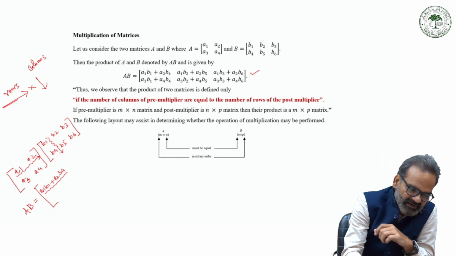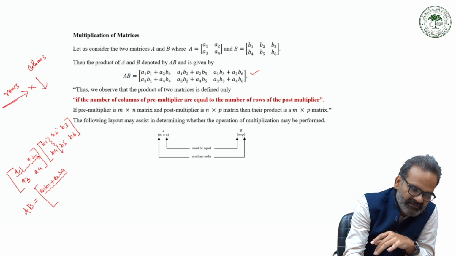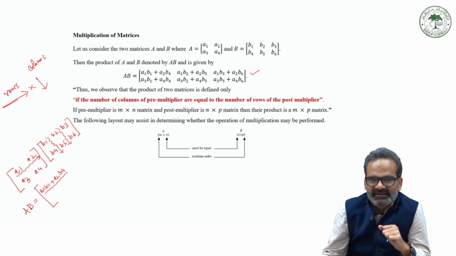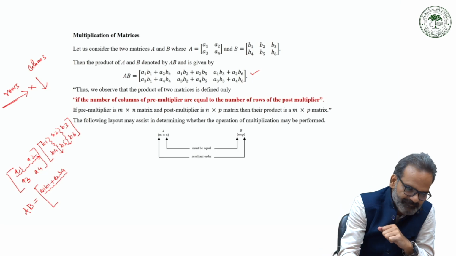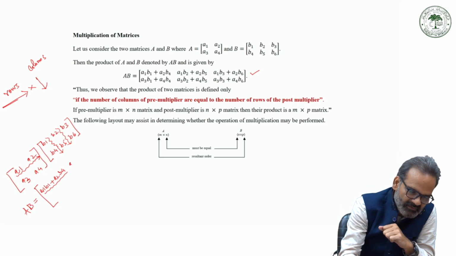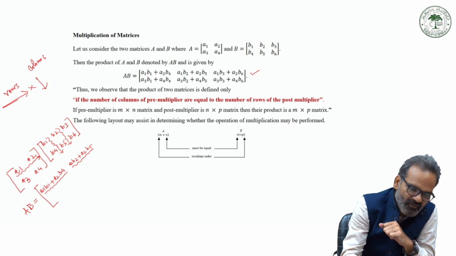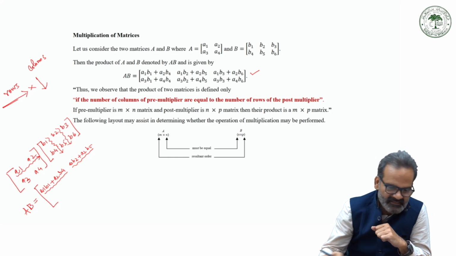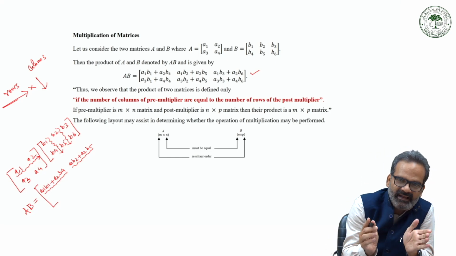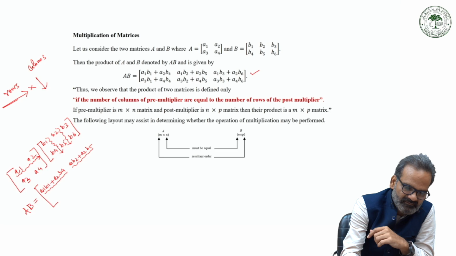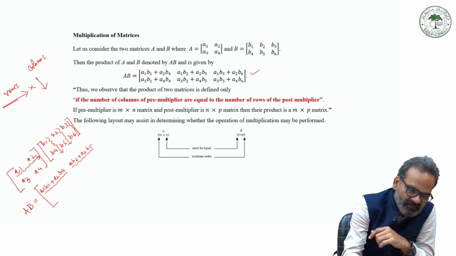Now the first row will remain as it is. Again take the first row, multiply the first row with the second column to get the second element of the product AB. See, A1 B2 plus A2 B5. This is the second element of the product AB. Now the first row will remain as it is. Take the third column. This is your third column.